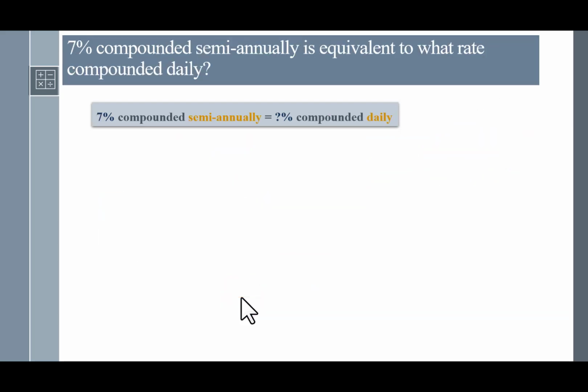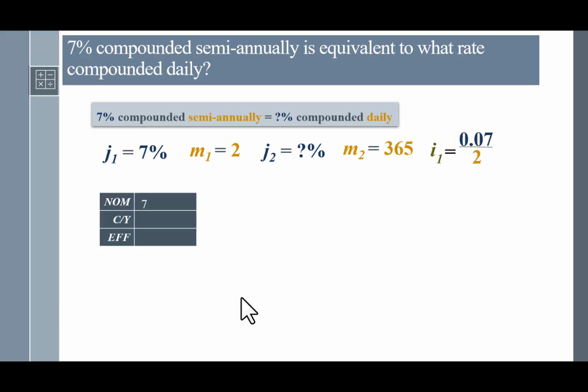Let's look at another example. 7% compounded semi-annually is equivalent to what compounded daily? So the same idea, we have the first interest rate. Semi-annual means compounding frequency is 2. We're looking for the interest rate compounded daily, 365. So this is what we're going to do.